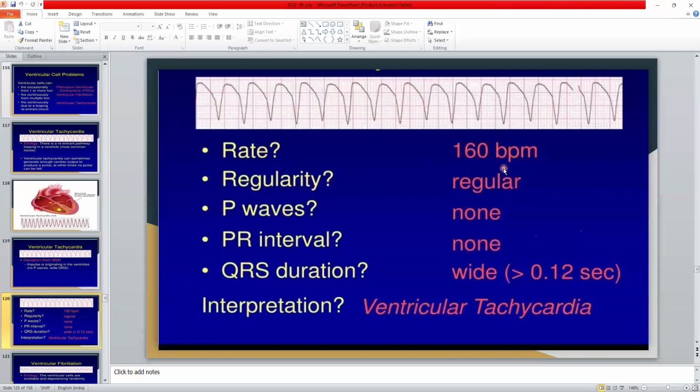So, what is the rate? Rate is around 160 beats per minute. Is it regular? Yes, it is regular. P waves, there are no P waves. PR interval, you cannot measure the PR interval. QRS duration, it is quite wide, more than 0.12 seconds. Then your interpretation is ventricular tachycardia.